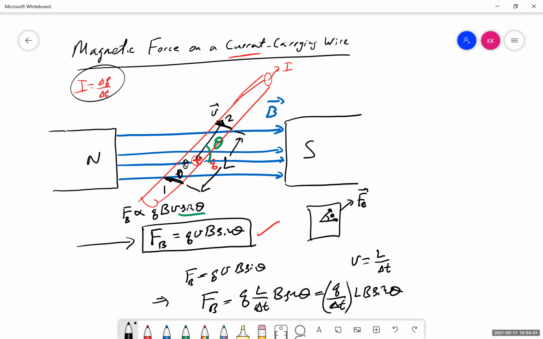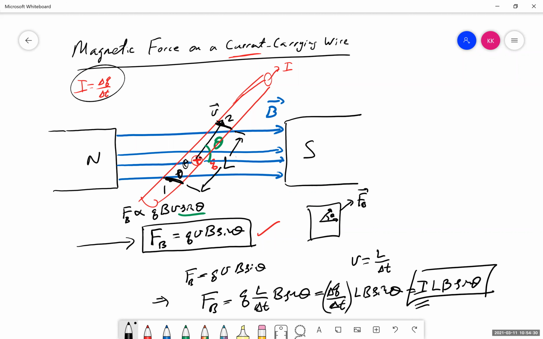That means this represents any charge going from point one to point two in that magnetic field region will be pushed or pulled because of this magnetic field. So Q over delta T, or delta Q over delta T, is the current. So this becomes I L B sine of theta. That means this is the equation of the magnetic force acting on that region of wire when the charges are moving. Think like this.